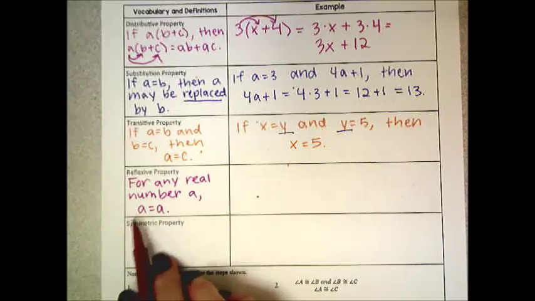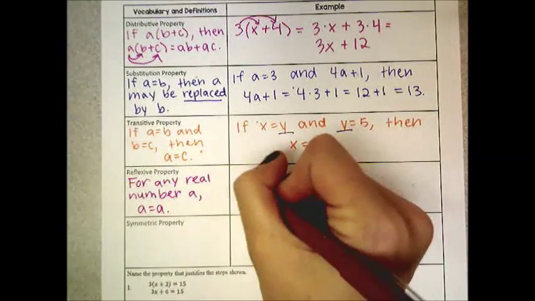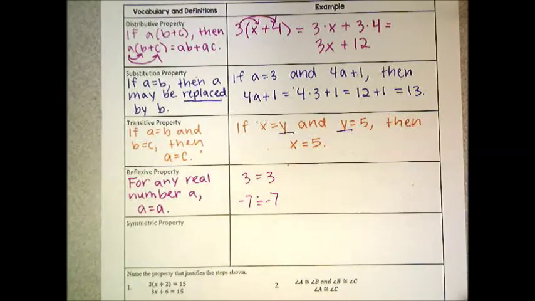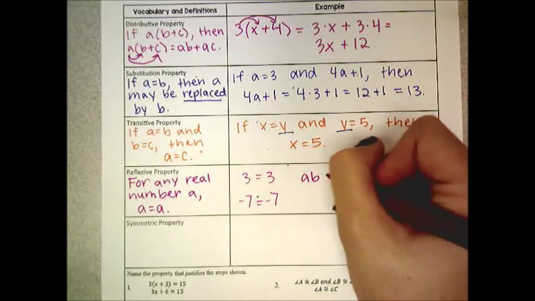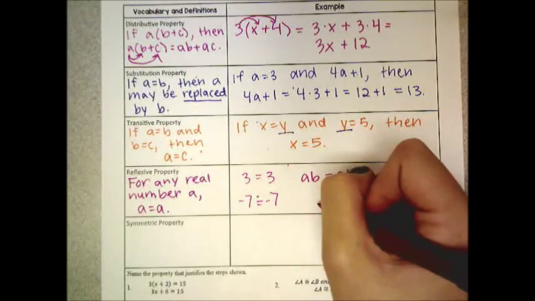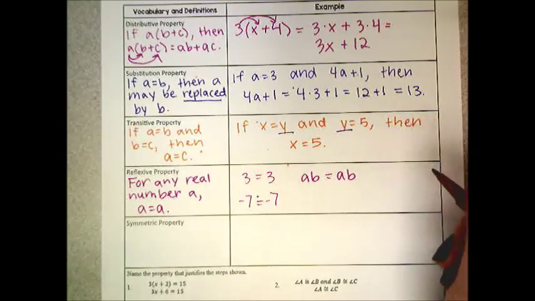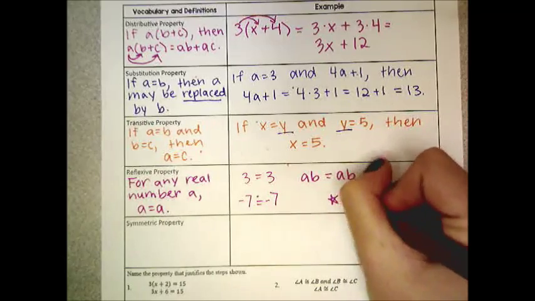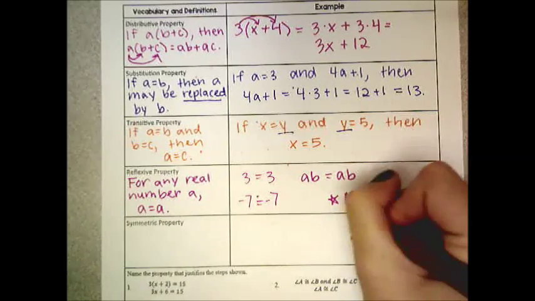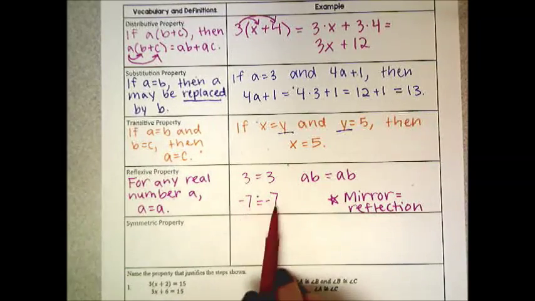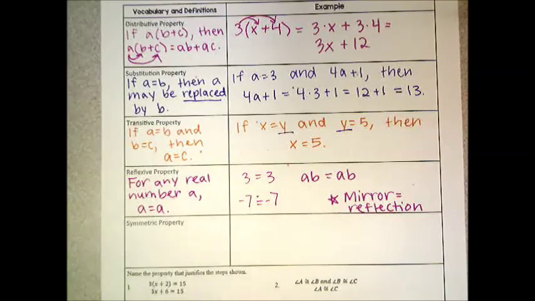So any real number A is just equal to itself. So like 3 equals 3, -7 equals -7, or if I wanted to call two numbers A, B, so those are two random numbers being multiplied, they're equal to the exact same thing, A, B. So any sort of number is equal to the exact same thing as itself. So for reflexive, I remember a mirror, because when you look in the mirror you see your reflection. So reflection, reflexive tells you it's the exact same thing on each side of the equal sign.